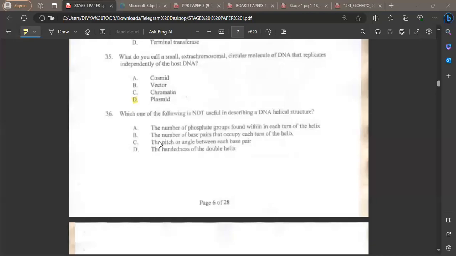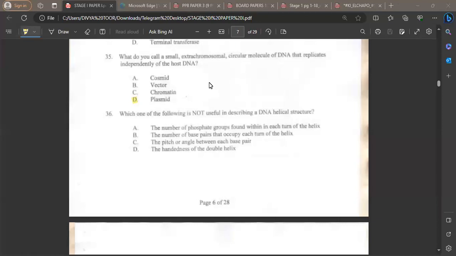Personally, I think the pitch or angle between each base pair is useful. Any opinions? I have a few points here which I found, but maybe we can go through them and see.